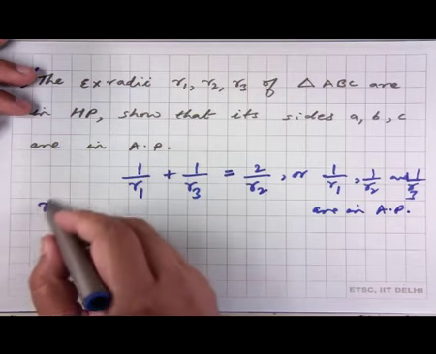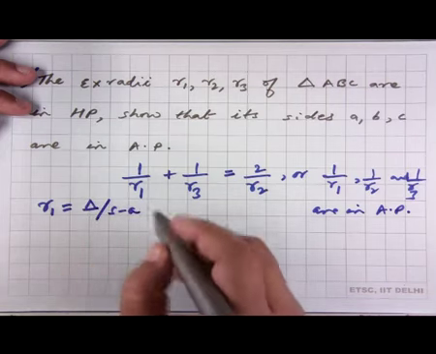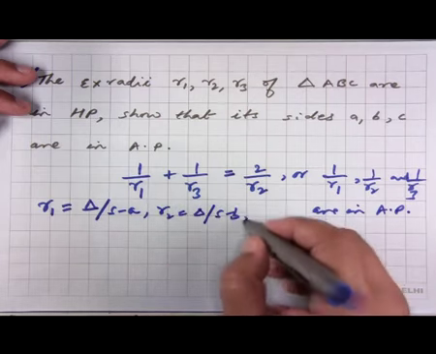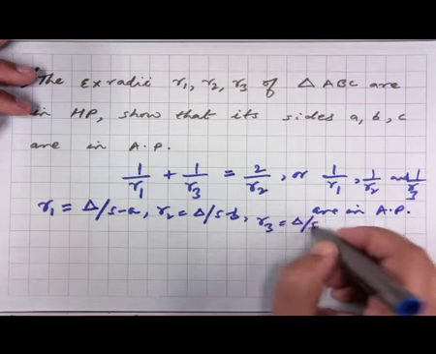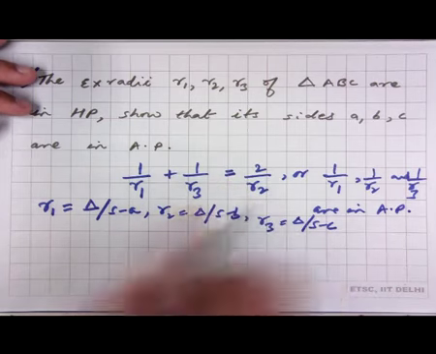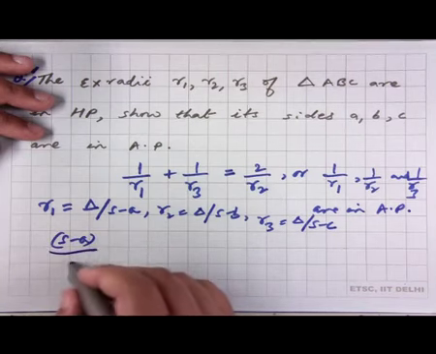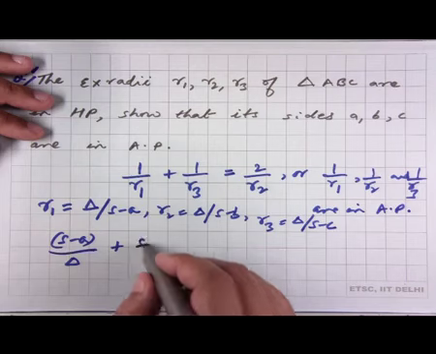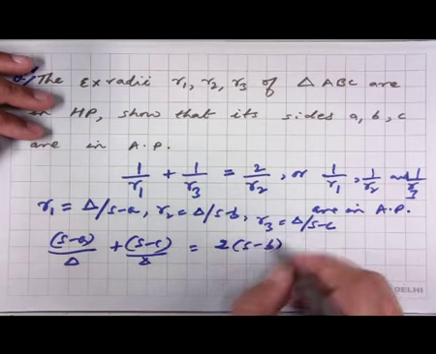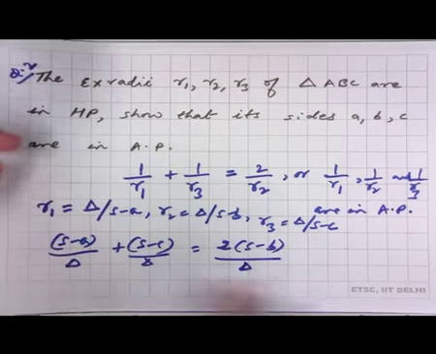We already know that the formula for R1 is delta upon S minus A, R2 is delta upon S minus B, and R3 is delta upon S minus C. So, by substituting these into this equation, what we eventually get is that S minus A over delta plus S minus C over delta is equal to 2 times S minus B over delta. So, delta is common to each of the fractions here.